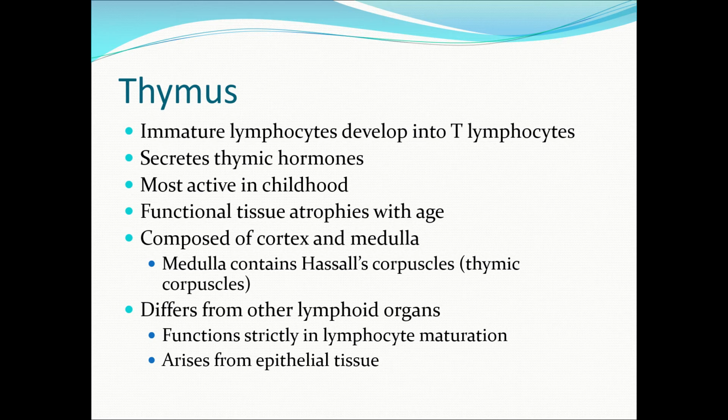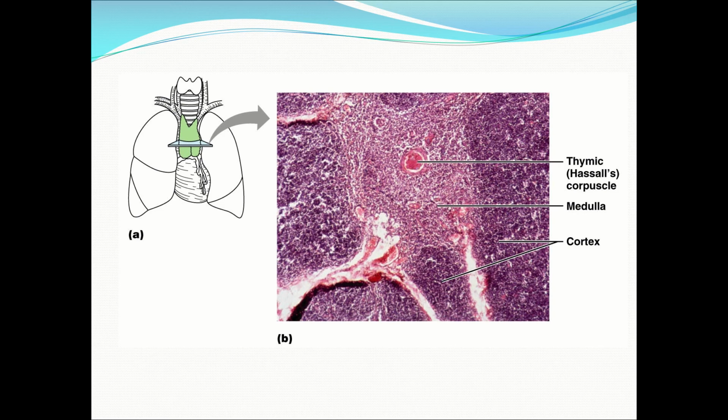The thymus differs from other lymphoid organs. It functions strictly in lymphocyte maturation, and it arises from epithelial tissue. This illustration shows the thymus, the medulla and the cortex, along with the thymic corpuscles. The thymus is located in the thorax, in the mediastinum area.